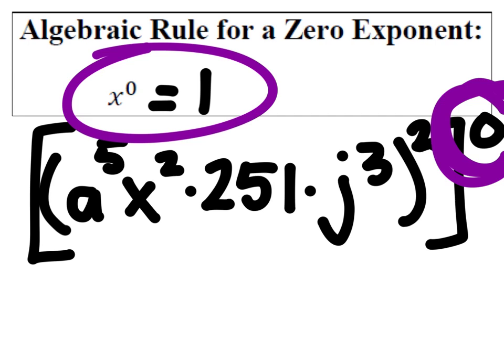So just understand that math teachers like to be a little tricky like that. It's not really meant to trick you, but you kind of trick yourself in your mind. But it's a very easy problem. Anything to the power of 0 is 1.